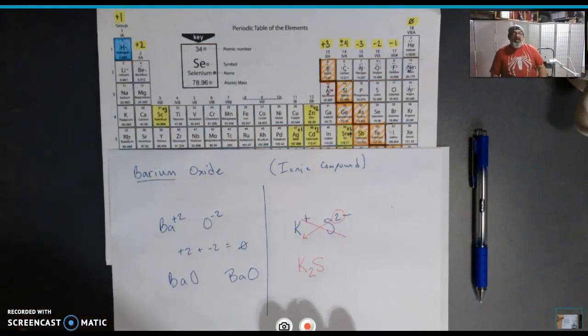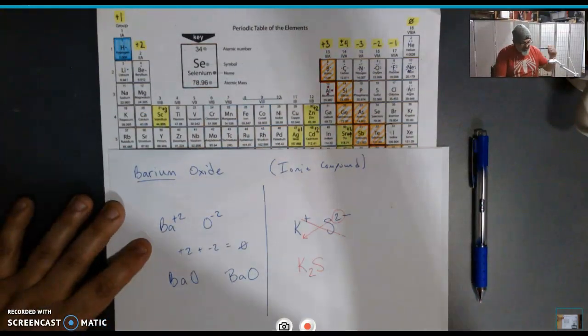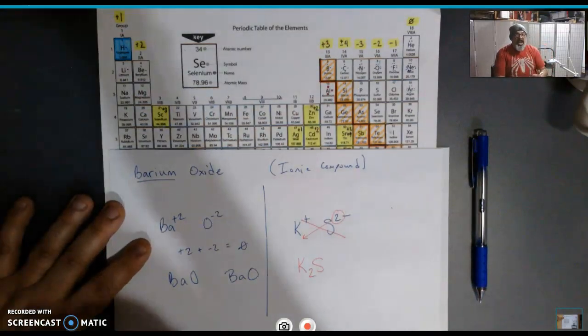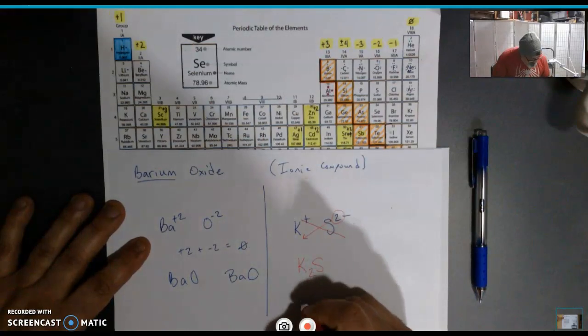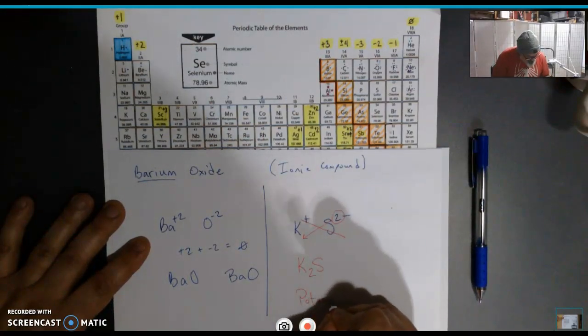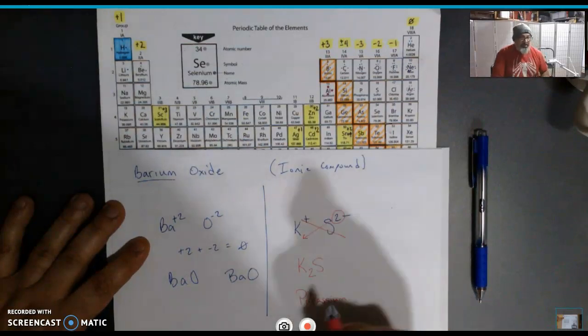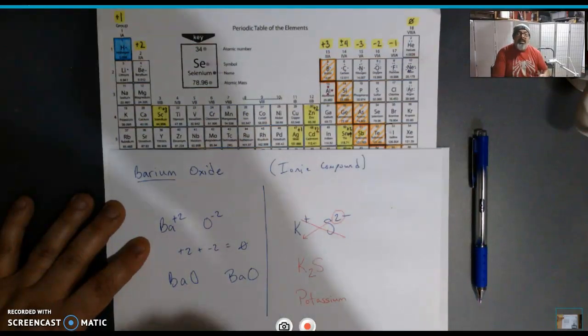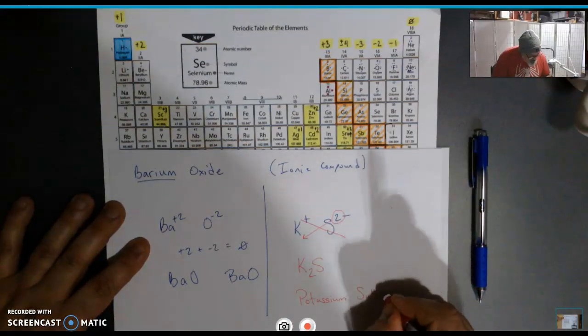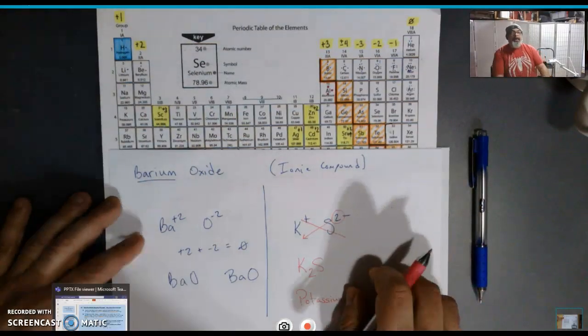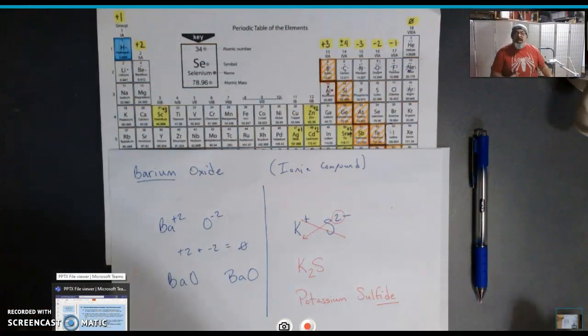And then this is an ionic compound. Think back to those rules. The name of the metal doesn't change. So the name of this ionic compound that you just created is potassium. Is it potassium sulfur? Remember, you got to change it to IDE, so it's potassium sulfide. That's using the crisscross rule, which is real basic.